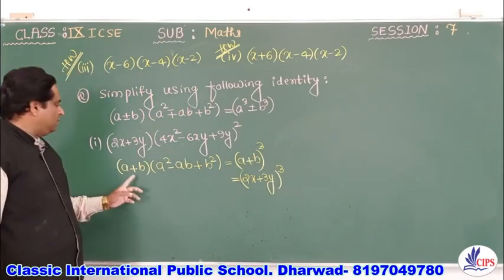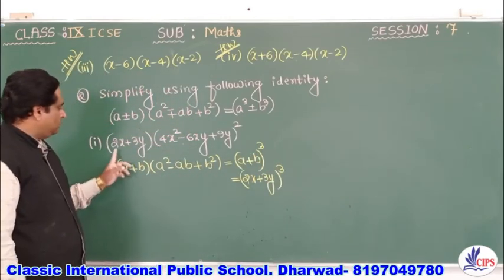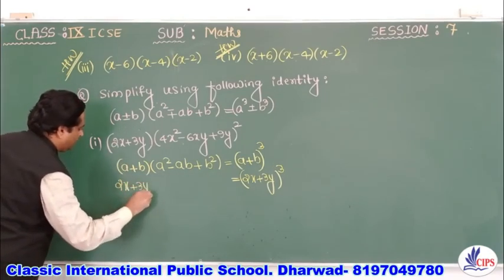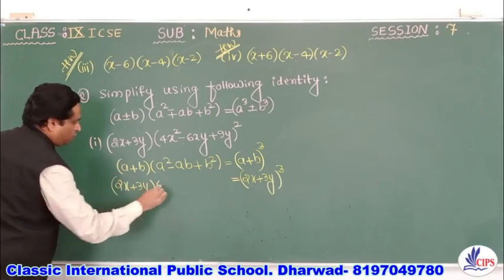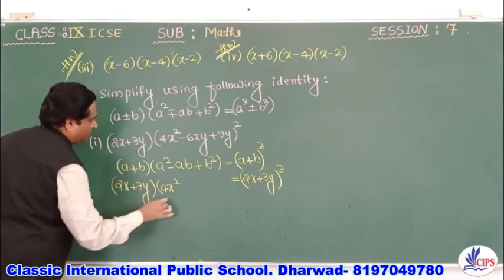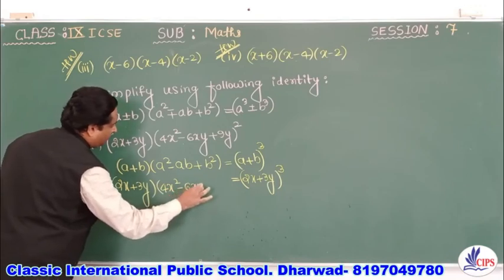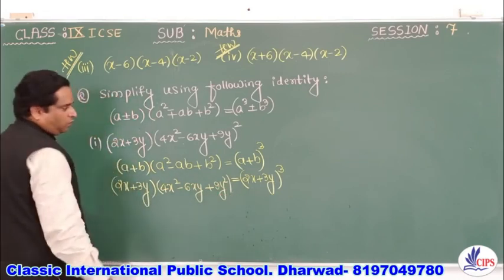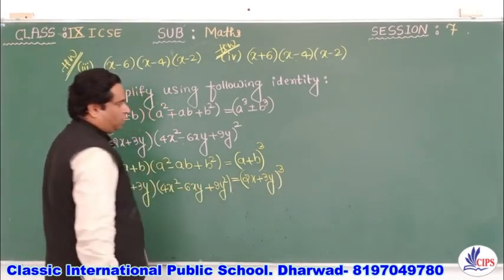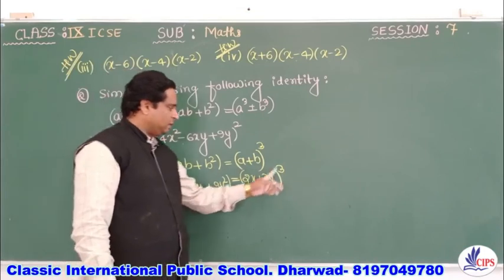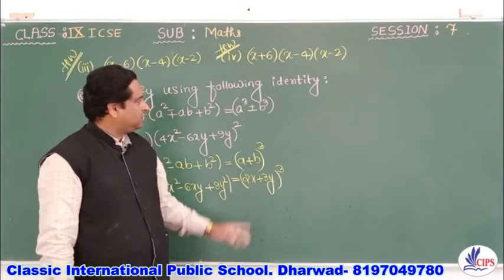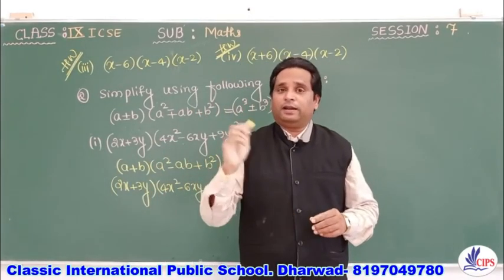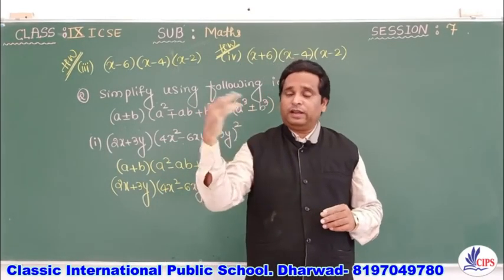Understood? Therefore 2x plus 3y into 4x square minus 6xy plus 9y square is equal to 2x plus 3y whole cube. Right? 2x plus 3y whole cube. Understood, children? Here completes your second question, first main. Okay? Rest of the problems we do in the next class.